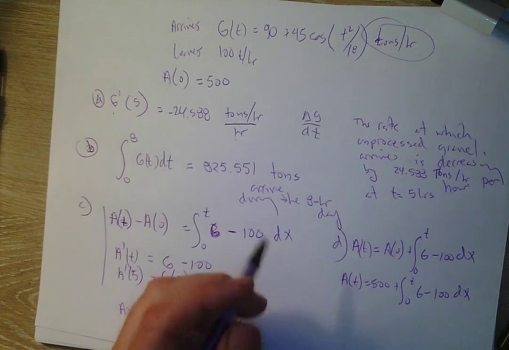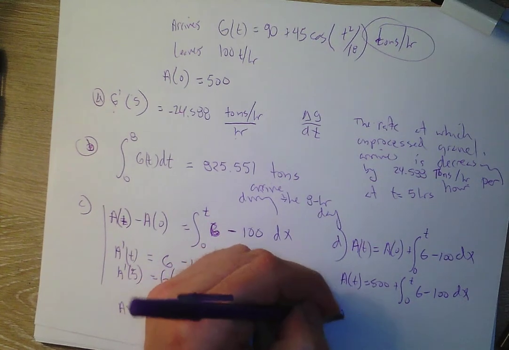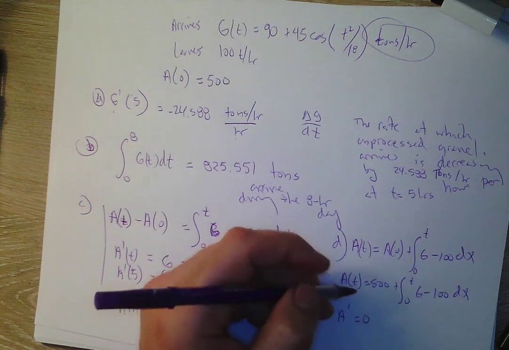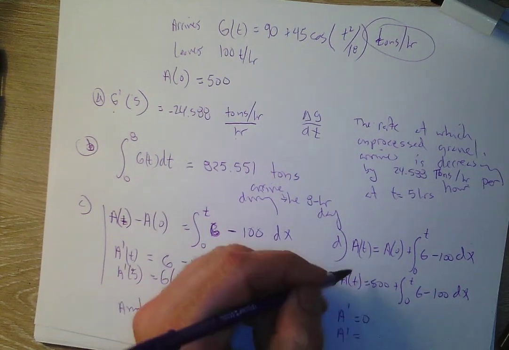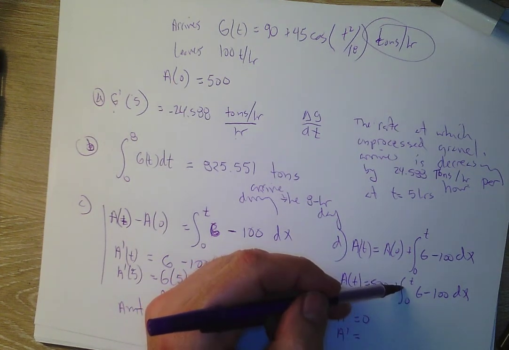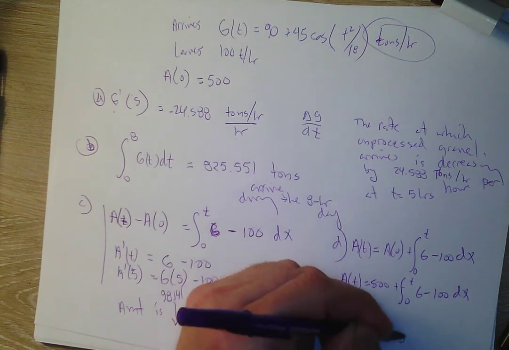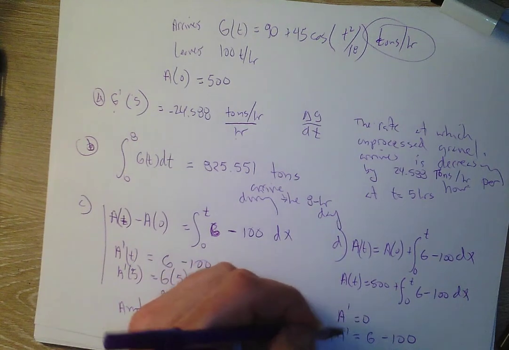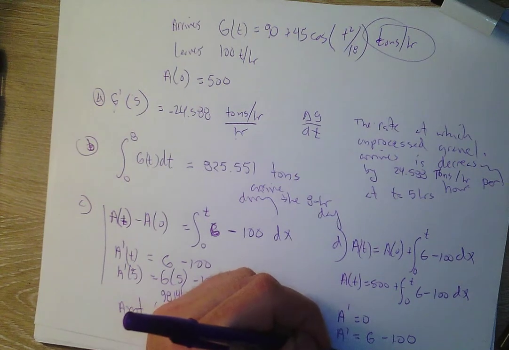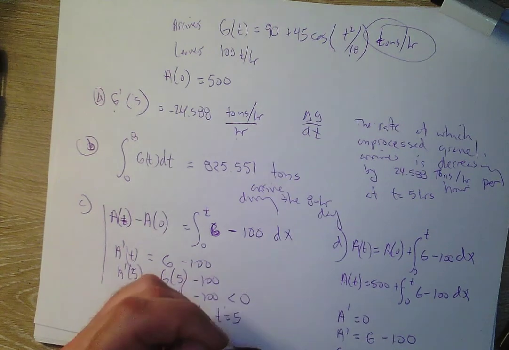Okay, but I want to know when I have a max. So I have to look at the derivative of this function. I want to know when A prime equals 0. So first I have to find A prime. So A prime is going to be derivative of 500 is 0. The derivative of the integral, thanks to the fundamental theorem of calculus, undoes that. And so I get g minus 100. And since I want to know when A prime equals 0, and A prime equals g minus 100, I can say g minus 100 equals 0, or g equals 100.